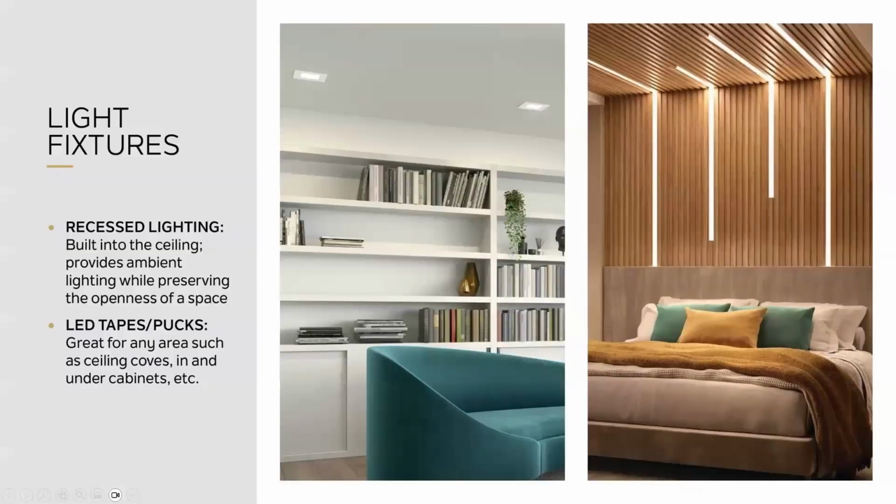And finally, there's recessed lighting and LED tapes and puck lighting. Recessed lighting is built into the ceiling and is typically flush with the ceiling. They provide great ambient lighting, and due to the concealed nature of the light, it preserves the openness of a space without sacrificing a good source of light in areas all over the house, from kitchen to the bedroom. And then, as you can see here in the screen, there's also LED tapes and puck lighting. Tapes and pucks are great for literally any area, truly any area, especially for hard to reach spaces. So it creates a great look into any space by using LED tape or puck.